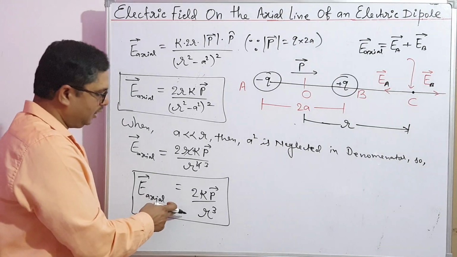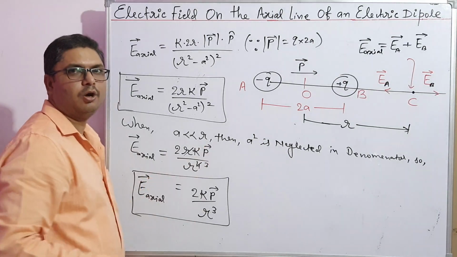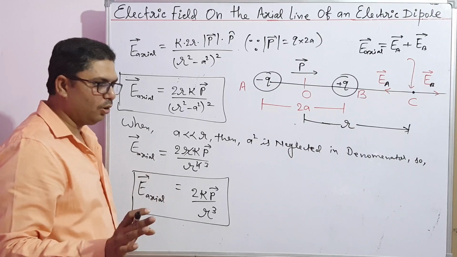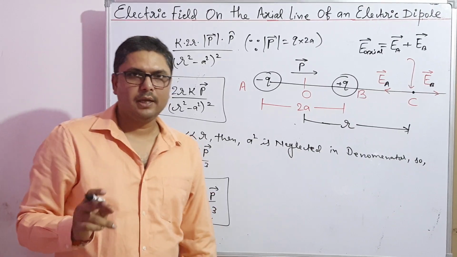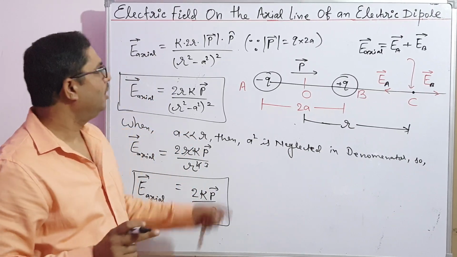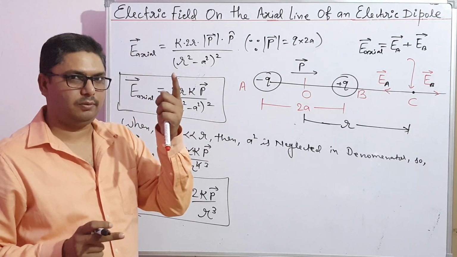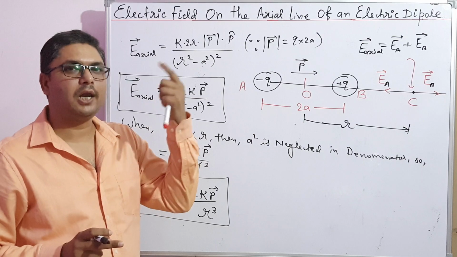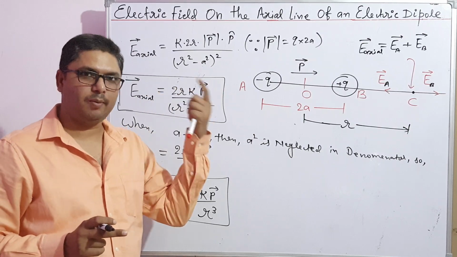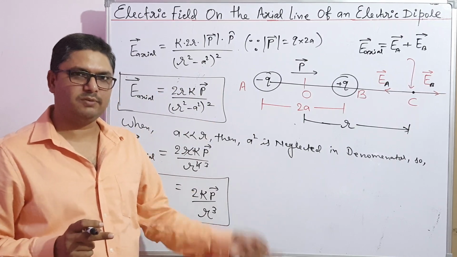This is the expression for the electric field on the axial line of an electric dipole. Dear students, next you have to learn the electric field on the equatorial line of an electric dipole. You will see it in my next video. Thank you.